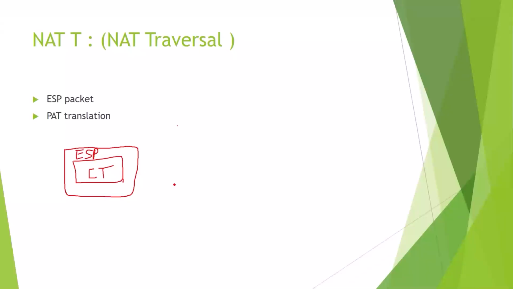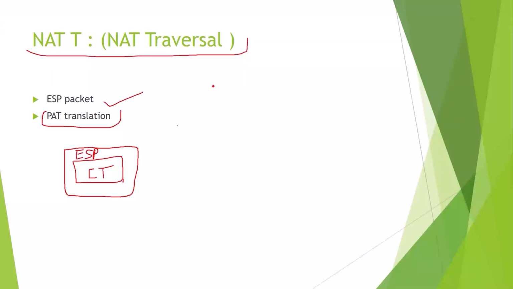Now the problem is this ESP doesn't have a port number. The ESP packet is formed, but it needs to go through PAT, Port Address Translation. In order to go through PAT, it needs to have a port number, but ESP doesn't have a port number. Now what to do? In that case, NAT traversal comes to our rescue.